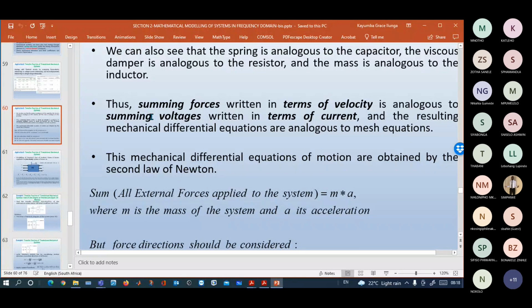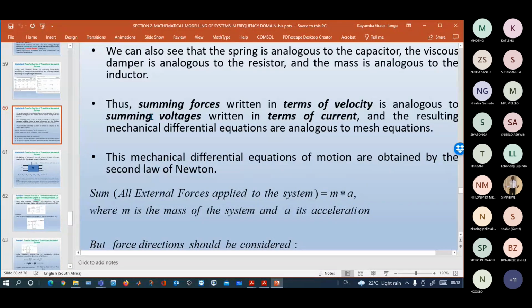First of all, we are using certain physical laws, like Kirchhoff's law that we used in the electrical system. Here in the mechanical system we'll be using another law. Remember, I told you that there is a certain law in mechanical. So here we are going to use what we call Newton's law. This is basically what we're going to use to create our own model.